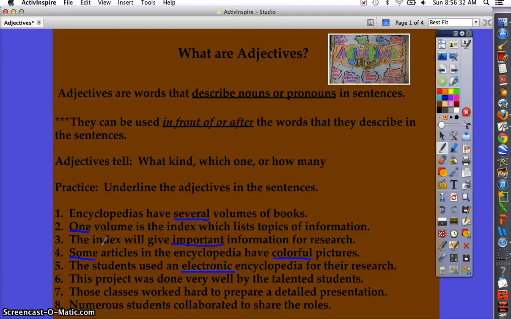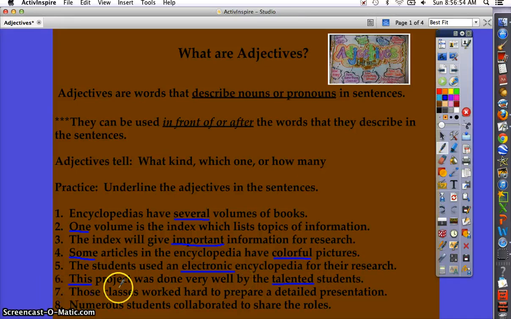Number six, this project was done very well by the talented students. The word this is an adjective telling which project. So words like this, that, these, and those are demonstrative adjectives telling which one. So be careful with those. Number six also had a word talented telling what kind of students that time.